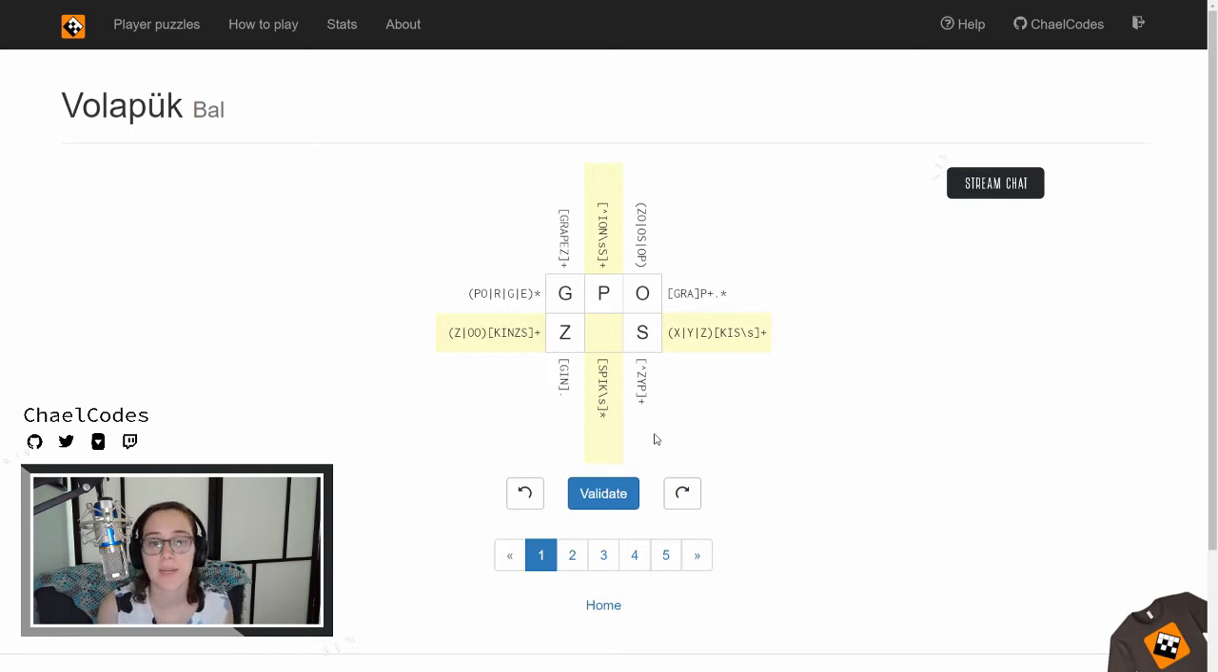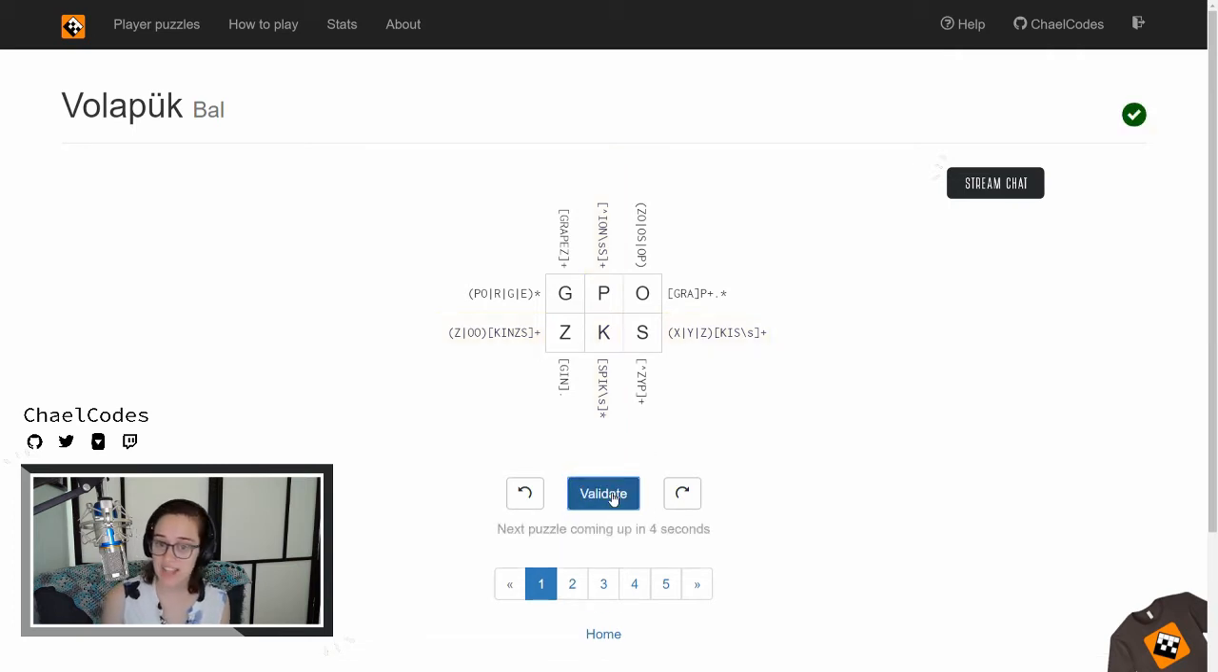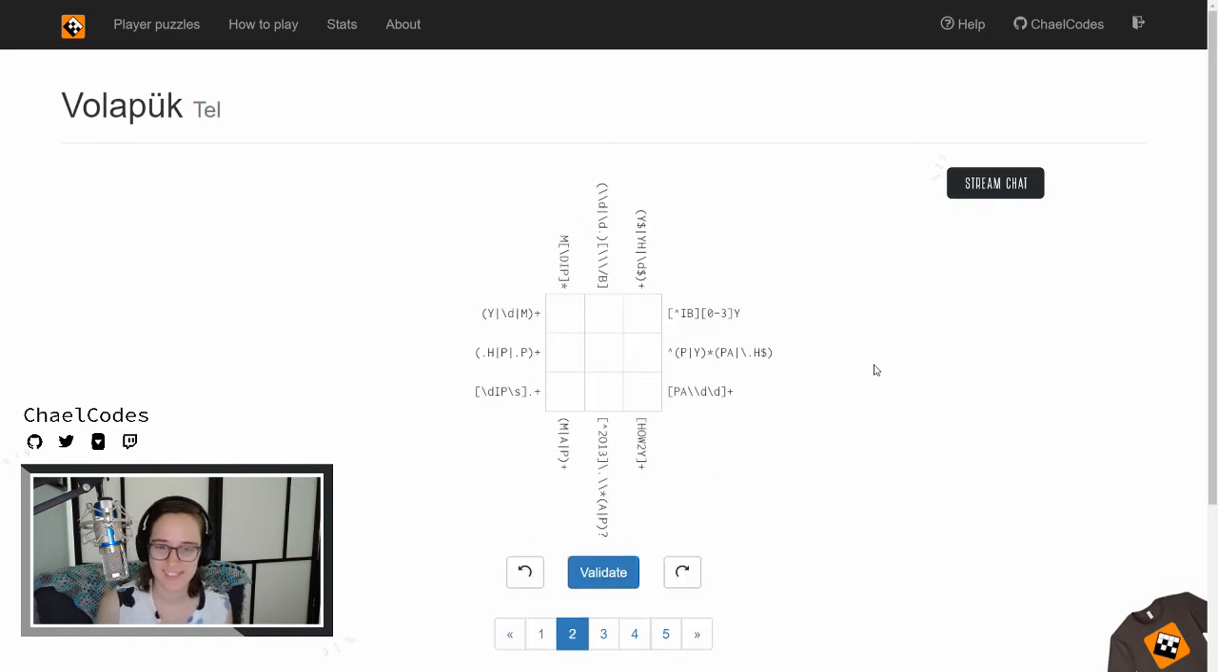If I look at my top character set, though, I see that I and S, but it's got the arrow before it, which means that both of those are excluded, which means we have a K. So G posks validates. I don't know what it means, but it validates. All right. Let me look at this.